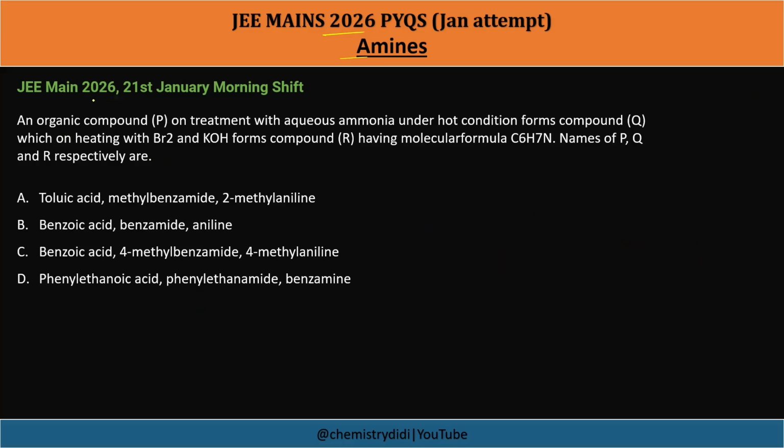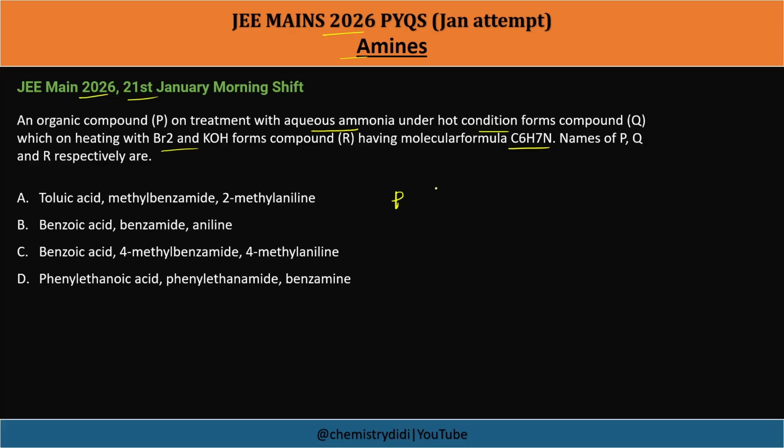This came in JEE Main 2026, 21st January. Let's read the question once. An organic compound P on treatment with aqueous ammonia under hot condition forms compound Q, which on heating with Br2 KOH forms compound R, having a molecular formula they have given for R. Let me write it over here.